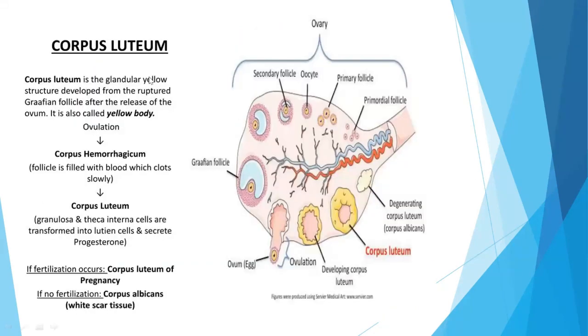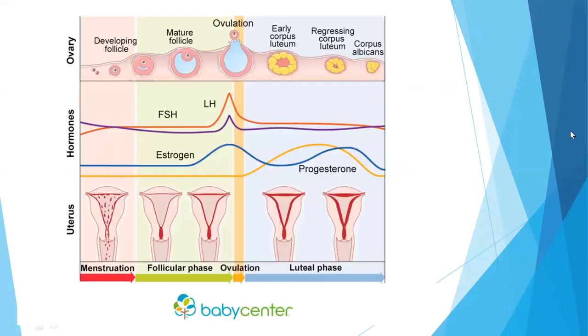Now, again, corpus luteum is the glandular yellow structure developed from the ruptured Graafian follicle after the release of the ovum, and it is also called the yellow body. Ovulation causes corpus hemorrhagicum, then the corpus luteum, and if fertilization occurs, the corpus luteum of pregnancy, and if there is no fertilization, it degenerates and forms the corpus albicans. Again, this is the same thing that we have discussed earlier.